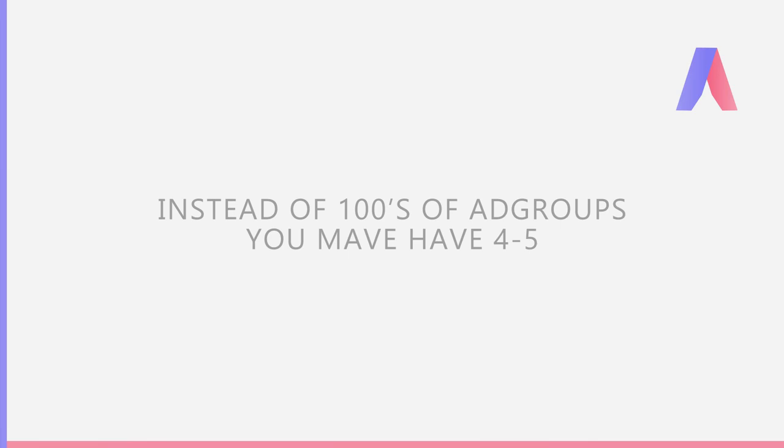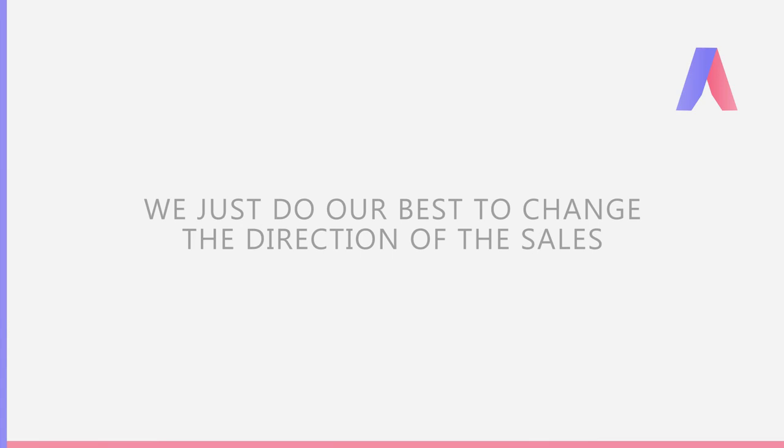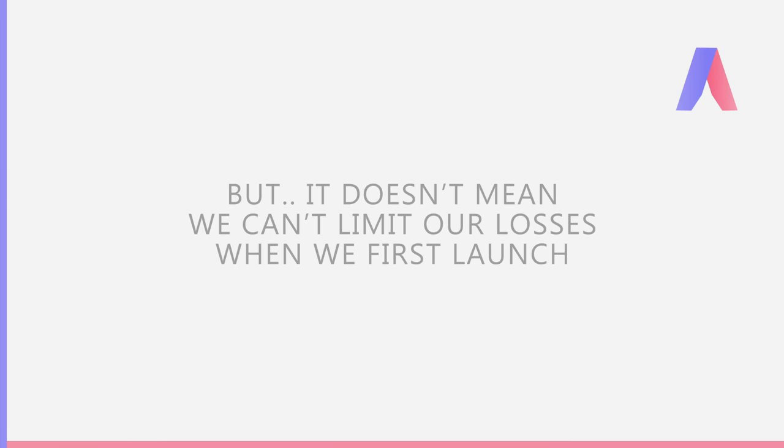Let's put it this way, you have to have a whole different range of thinking when you go into display than in search, because Google is in total control on display, and all we have to do is do our best to change the direction of the sales. And when I say sales, I mean like a boat sale. So we need to definitely monitor, make changes, and then monitor again, and try to direct Google where we want them to go.